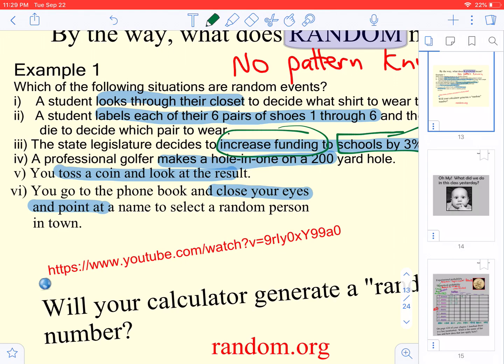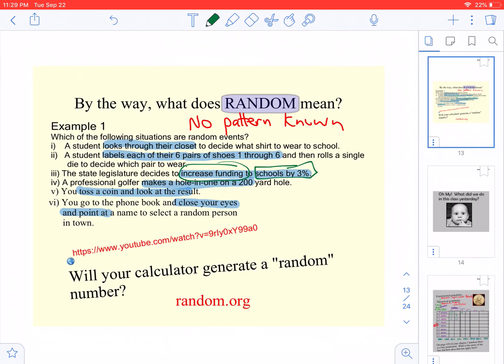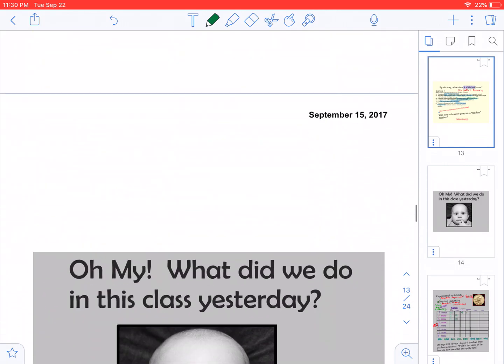So again, we will be working with what we call random numbers, and there are random number generators, and those are close to random. They're not exactly random, but thereabouts.